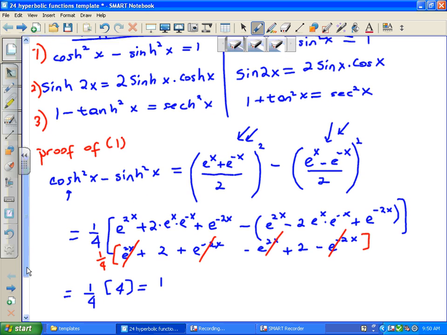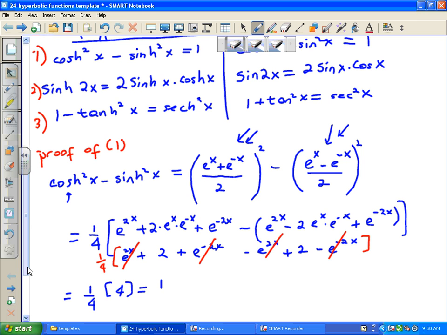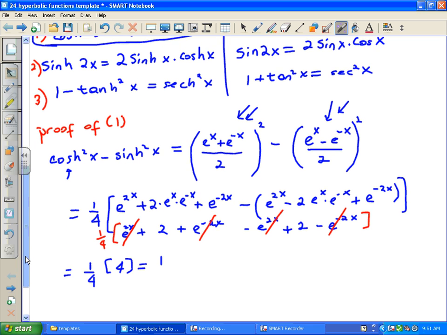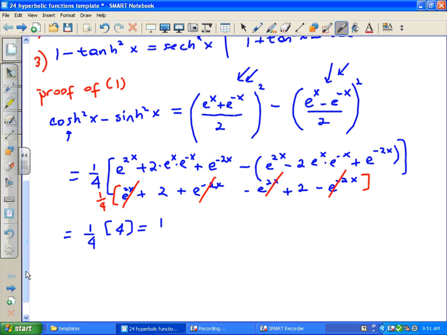And what were we trying to show? We're trying to prove the first identity here, right? Which is cosine square h minus sine square h equals 1. We're trying to show this one. And we've done exactly that. We started with the left-hand side, and we show that that left-hand side is equal to 1.